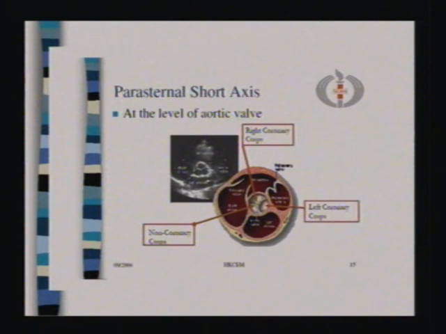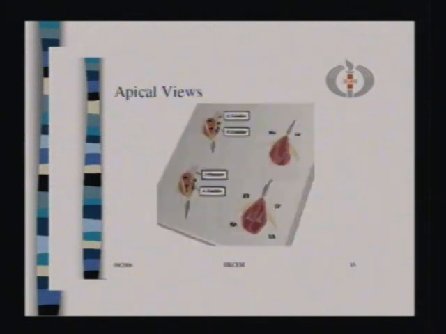And this is a very important view in children when we do it for transposition, because in transposition of the great arteries, you will not get the conventional parasternal short axis view. You will get two circles instead of this view. The two valves will be looking like two circles, the pulmonary and the aortic.